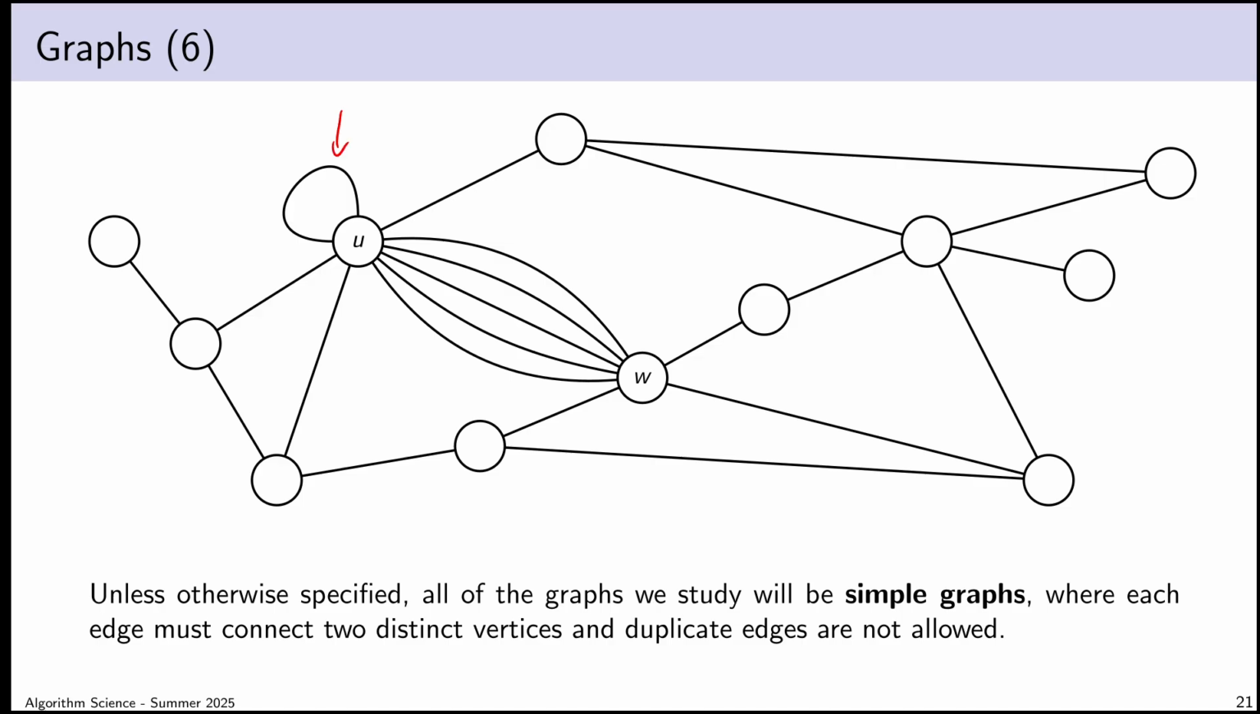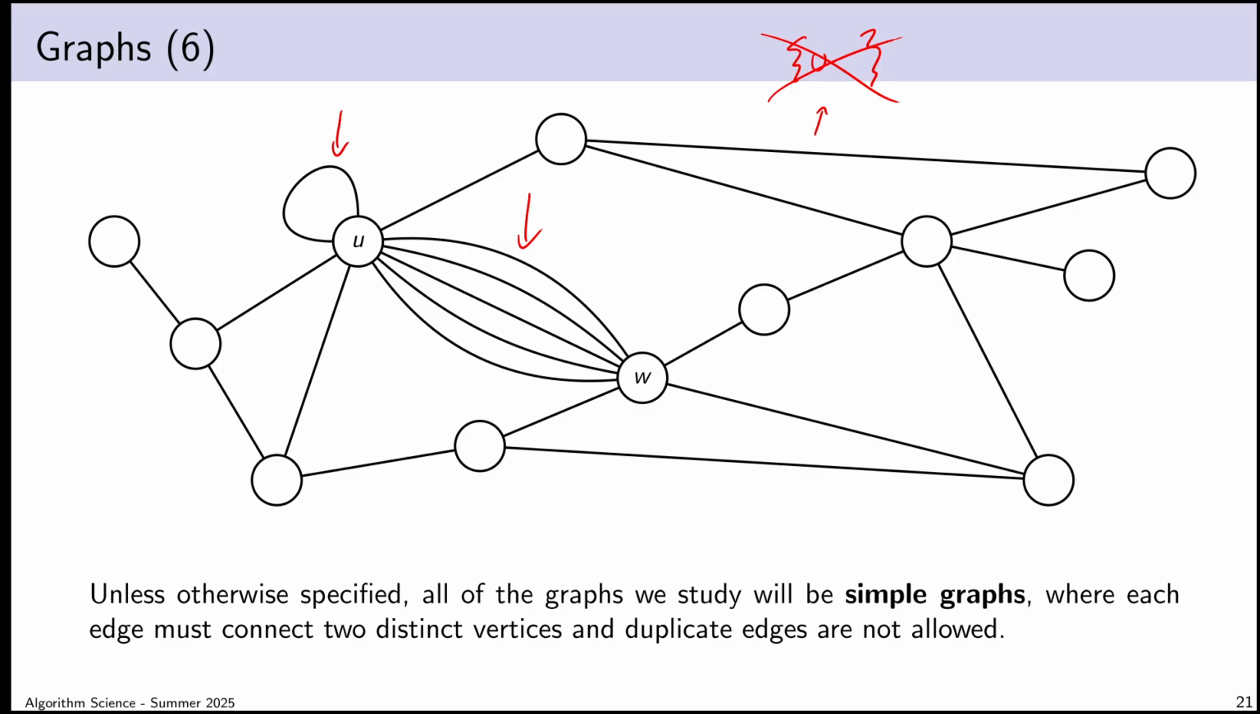Similarly, this can't happen, because if I think about what this edge would look like as an unordered pair, it would be the pair UU. But remember that the unordered pair is a set, and that means this is equivalent to a set of size 1. Because edges have to be sets of size 2, this wouldn't be allowed either. It's automatically ruled out by the definition. So both of these things are not allowed in the graphs that we are going to discuss.